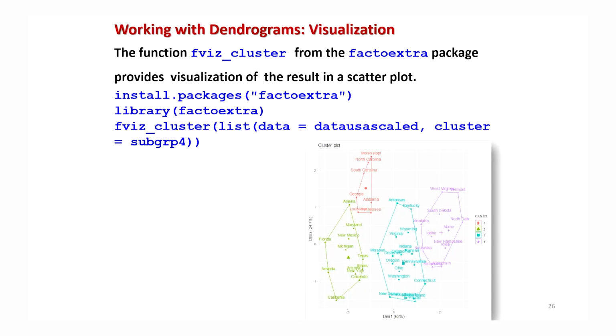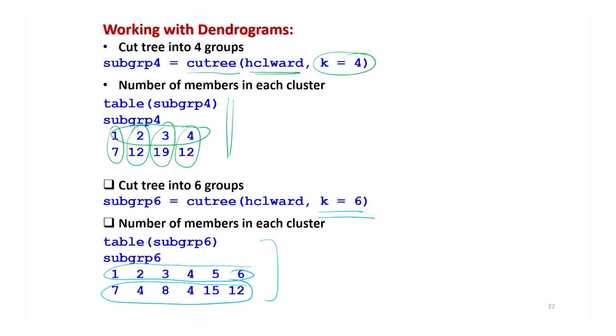Similarly, there is another option, what we call fviz_cluster, a function in the package factoextra, and this helps in the visualization of the result in a scatter plot. If you install this package and load it, you can use the command fviz_cluster, all in lowercase, with a list with the data equal to data USA scaled, cluster equal to subgroup 4. This is the data we have stored here.